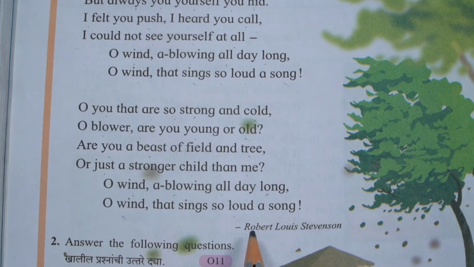This poem is written by Robert Louis Stevenson. Now in these lines, first, the poet tells the wind that he is so strong and cold. Then he asks the wind whether he is young or old. Then he asks the wind whether he is a beast or just a very, very strong child. Now, can you tell me why the poet is comparing the wind to a beast? Yes, he is comparing the wind to a beast because the wind is so strong that it blows everything in the field and even the trees.